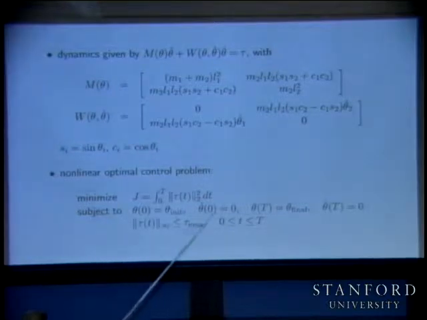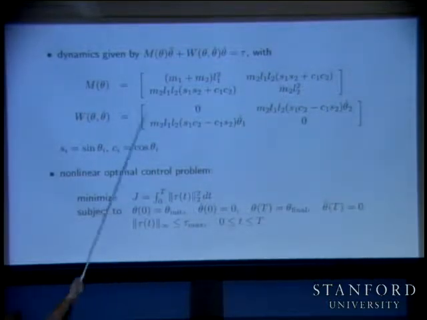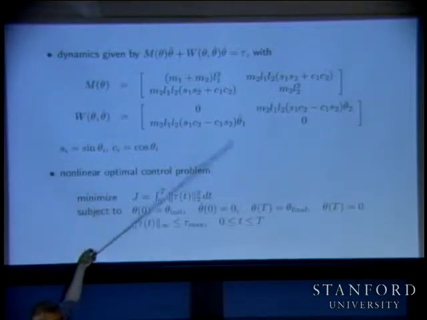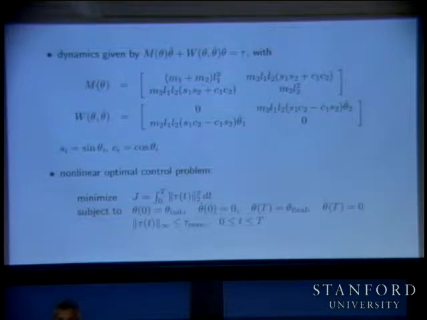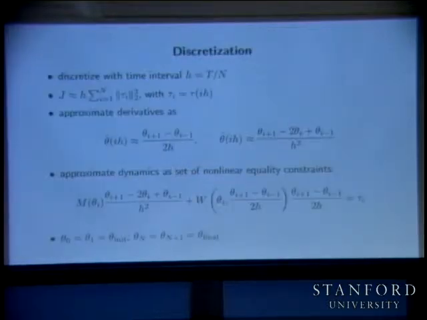These are cool. These are all cool. Actually, this is cool too. So the only part that is uncool is the dynamics equality constraints, which is nonlinear, right? If it were linear, this would not be a problem. Okay, so we'll discretize it.